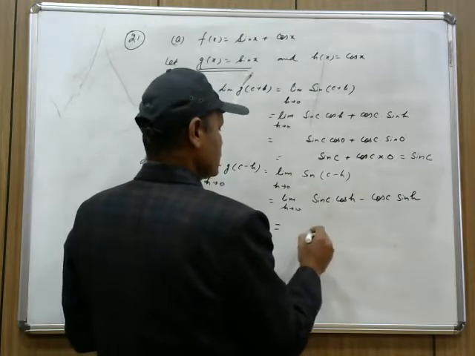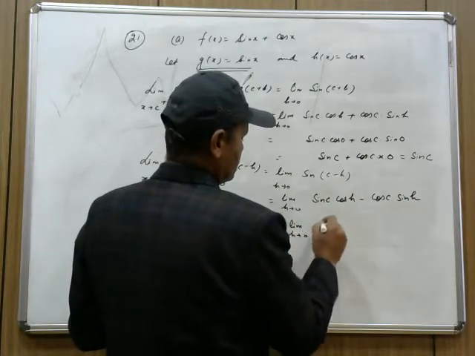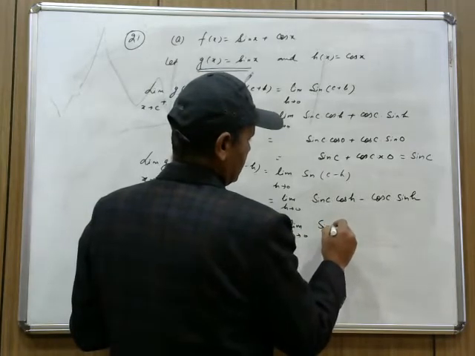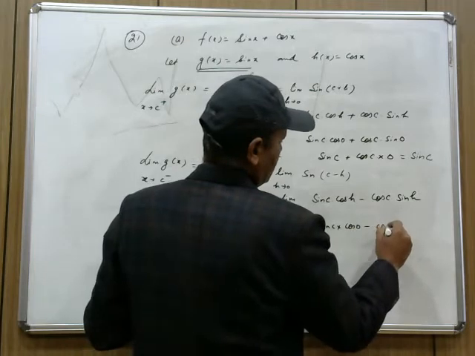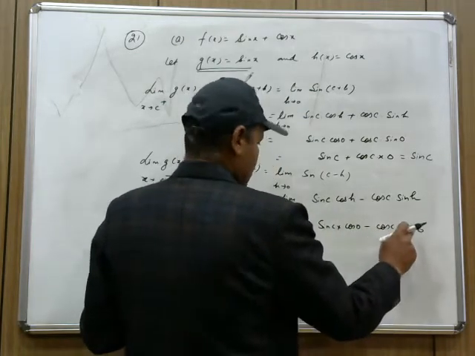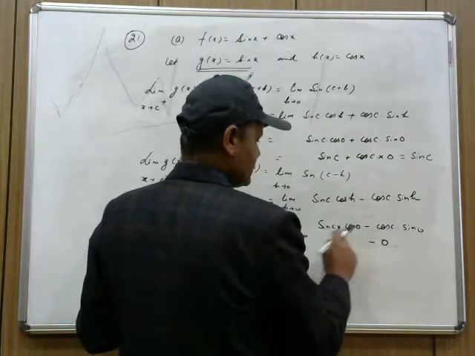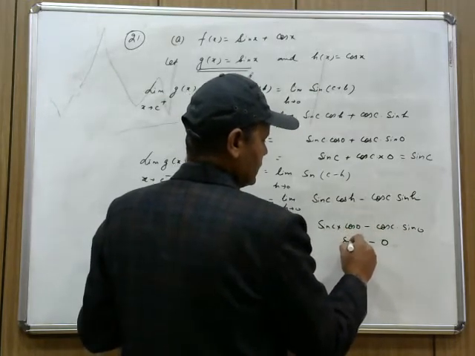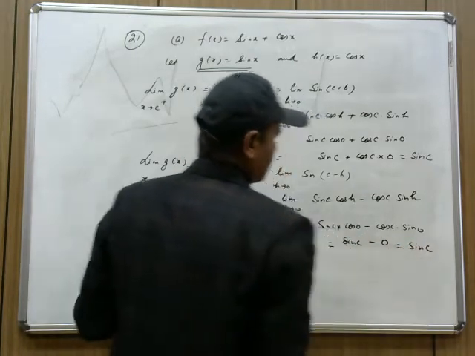Now again h tends to 0, what will we get? Limit h tends to 0, sin c into cos 0 minus cos c into sin 0. Again here, sin 0 being 0, 0 into cos c will become 0, and sin c into cos 0 is 1, that's why sin c. Now that is equal to sin c minus 0, what will I get now? Sin c.